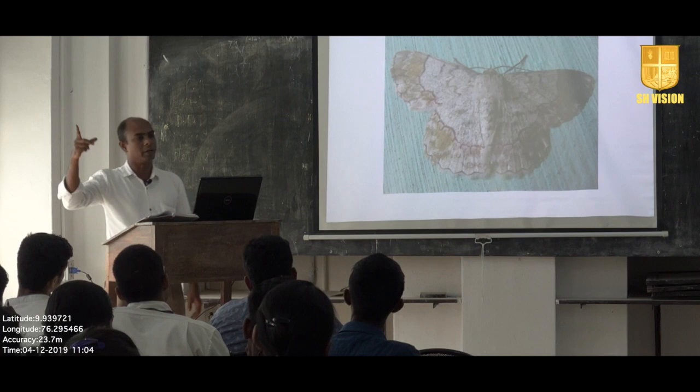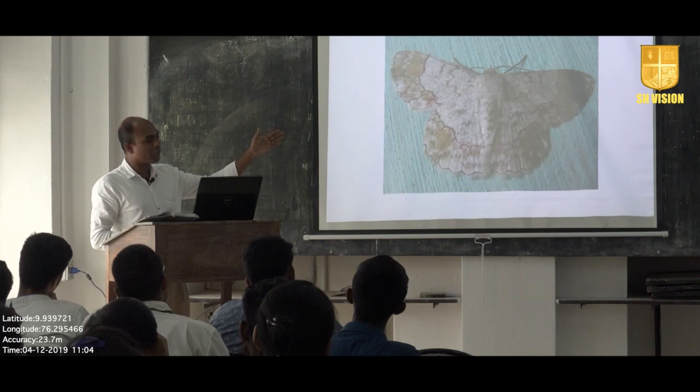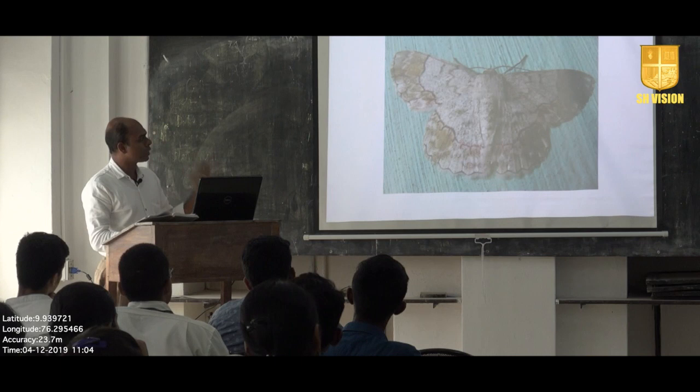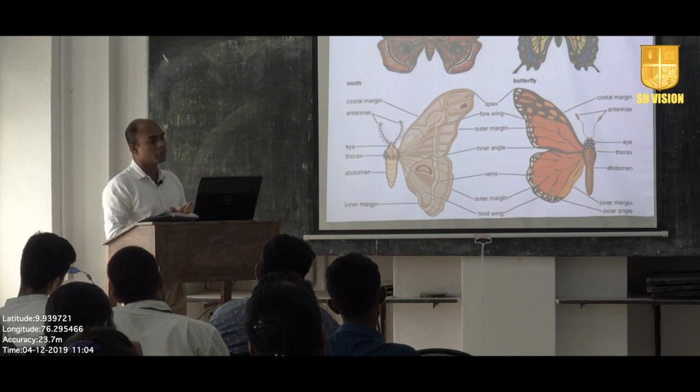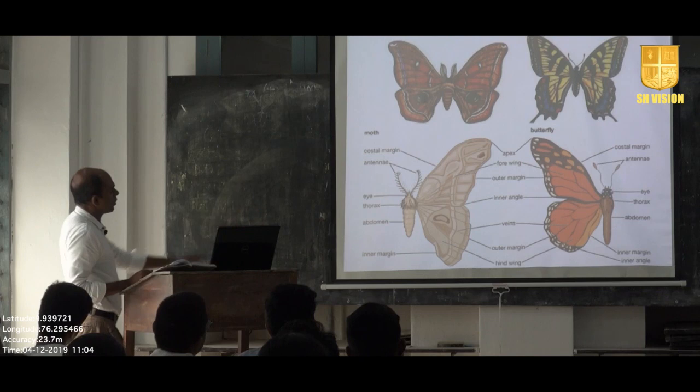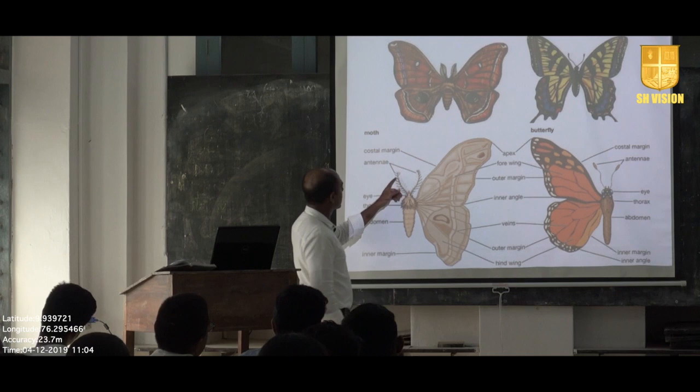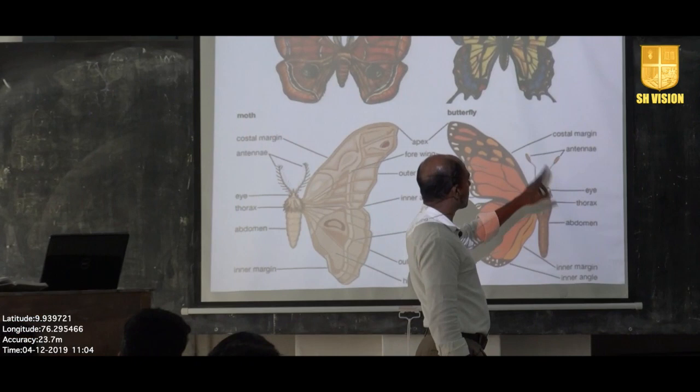Moths usually have feathery appendages or sensory feathers. Moths are usually active during the night time. This image shows the difference between moth and butterfly. This side shows moths, and that side shows butterfly. Most of the antennae of moths usually contain several feather-like appendages, and the antennae of the butterfly have a club-shaped appendage.